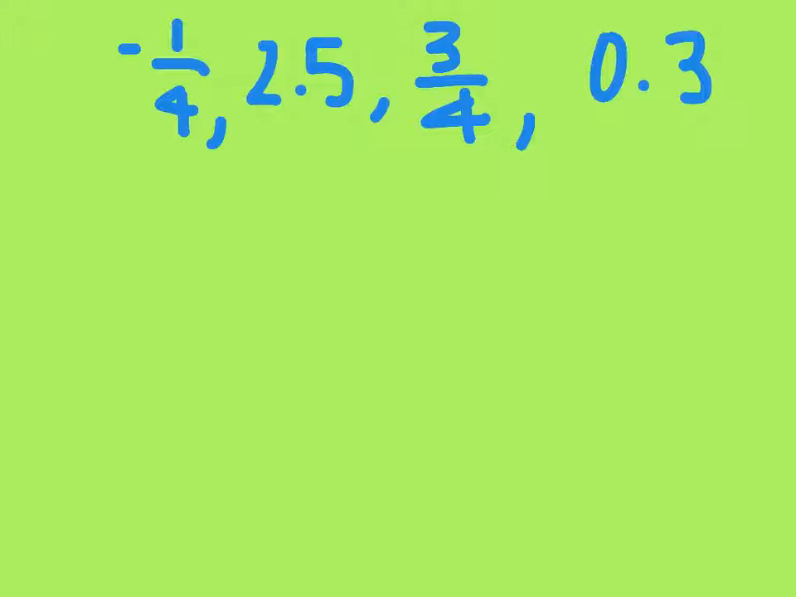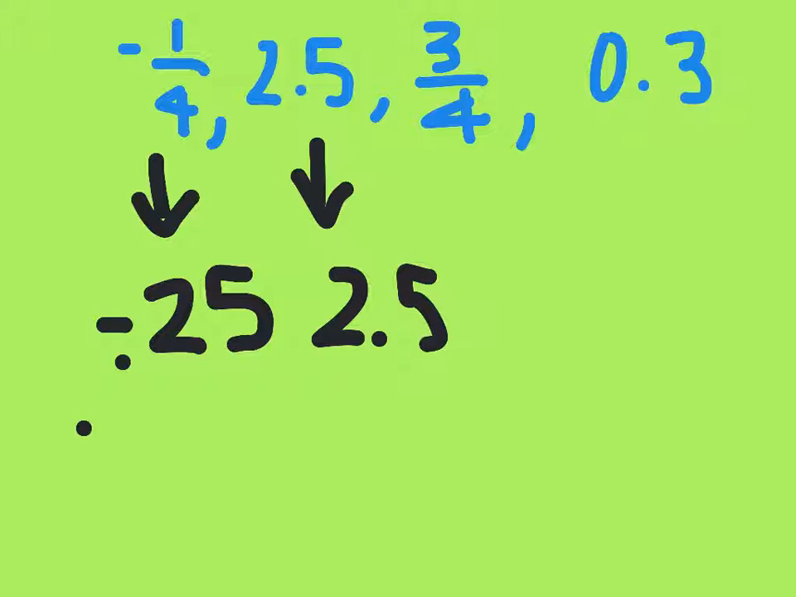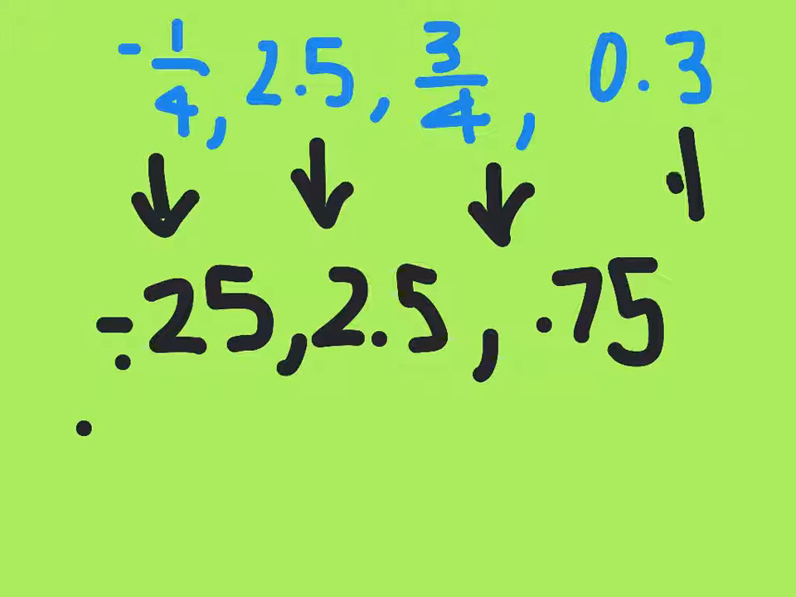Great. So I'm going to make them all into decimals because that's just a lot easier. So this one will be brought down to be negative 0.25 because I just think in quarters. There are 4 quarters. The first quarter is 25 cents, okay? This one is 2.5, okay? This one, quarters again, is 0.75, and this one is 0.3, okay?